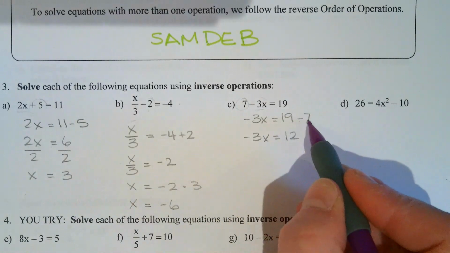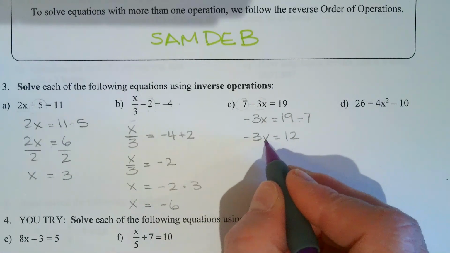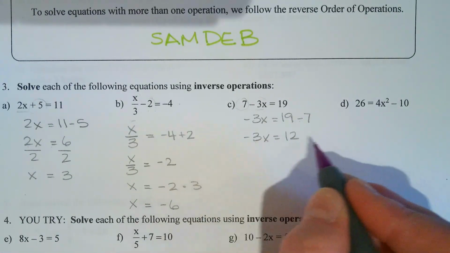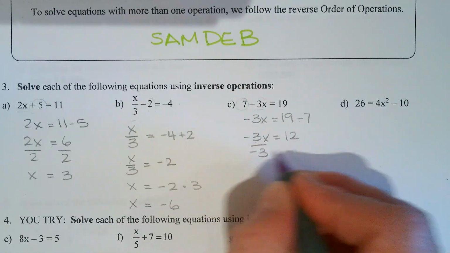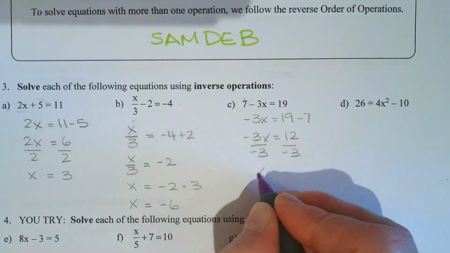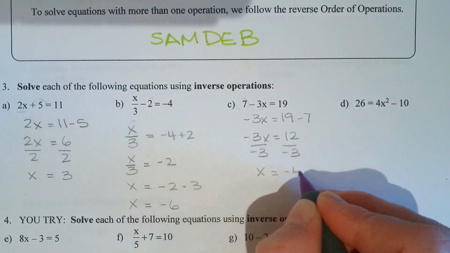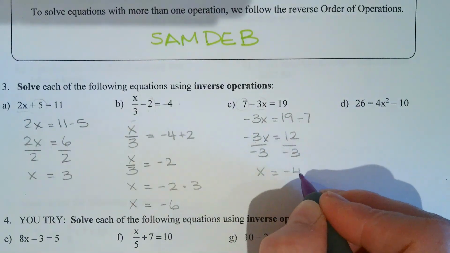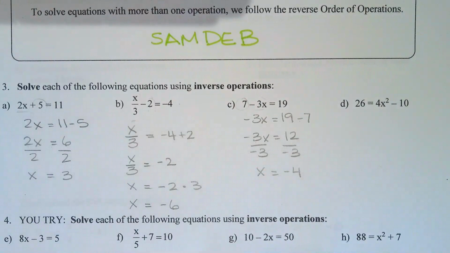Okay, so I did 19 minus 7. Now I have minus 3 x's, but I want to know about 1. So I'm going to divide by minus 3. So I get 1x, and 12 divided by minus 3 is minus 4.